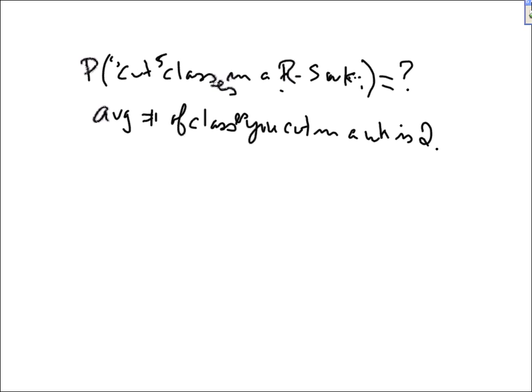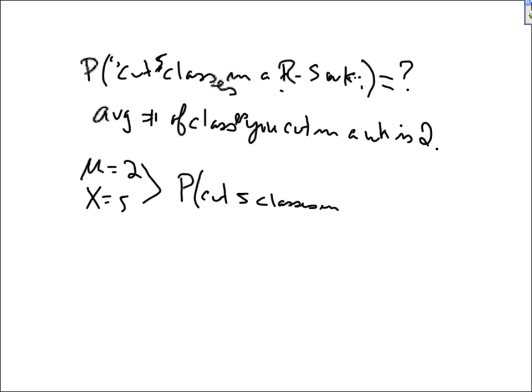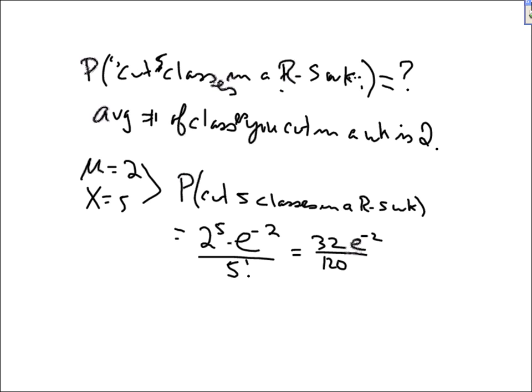Now, of course, there's a finite number of classes that you can take. But you can do this by Poisson. The average of classes you cut is 2, and you want x to be 5. So the probability that you cut 5 classes in a randomly selected week is mu to the x times e to the negative mu divided by x factorial. 2 to the 5th is 32 times e to the negative 2 over 120. Now, I claim that's 0.0395, about 4 over 100.